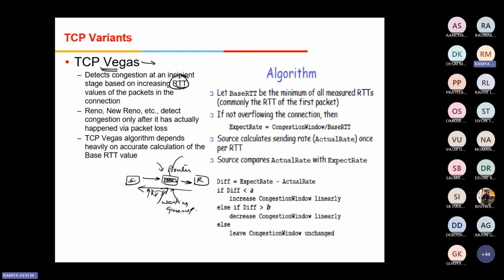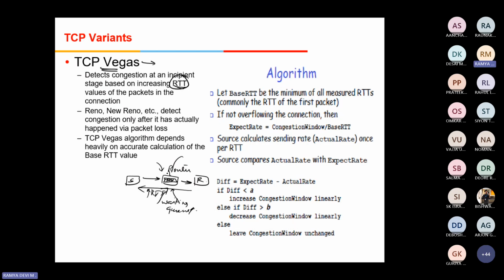This will be informed to the sender. So the sender proactively will adjust the sending rate. It will prevent the congestion before it starts. This is what is different from Tahoe and Reno. Tahoe and Reno react only after the packet loss, but here it will not wait for the packet loss. Instead, by seeing the RTT, it will be adjusting the rate.